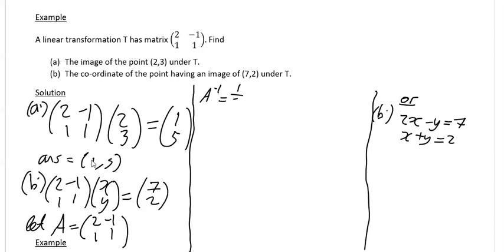So 1 over the determinant. Go back and look over your inverse of a 2 by 2 notes if you need to. And I've just swapped the elements in the leading diagonal.